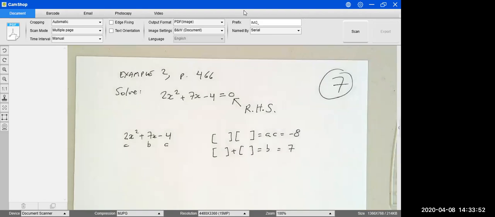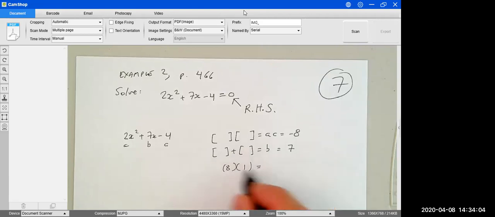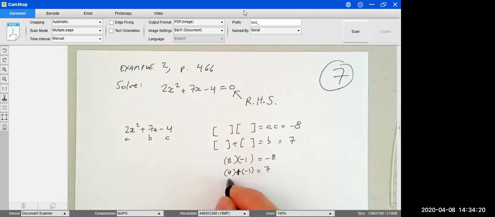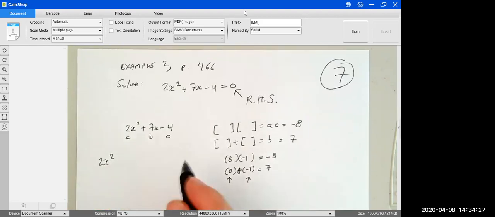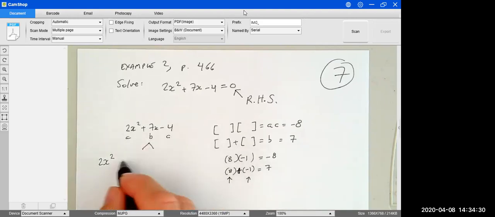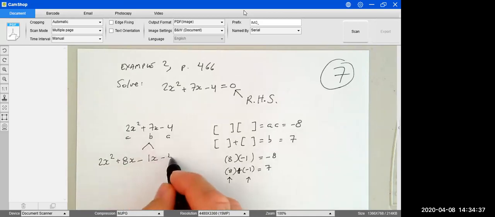So let's try 8 times 1. Okay, 8 times 1. I need to get one of these negatives. So 8 times a negative 1 is going to be negative 8. And if I add 8 and a negative 1, if I add up these two, I'm going to get positive 7. So my two numbers are 8 and negative 1 to break the middle term. So I'm going to write 2x squared, my first term. Then I'm going to break 7x as 8x minus 1x and then minus 4.